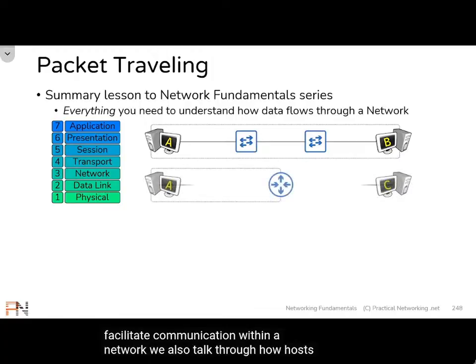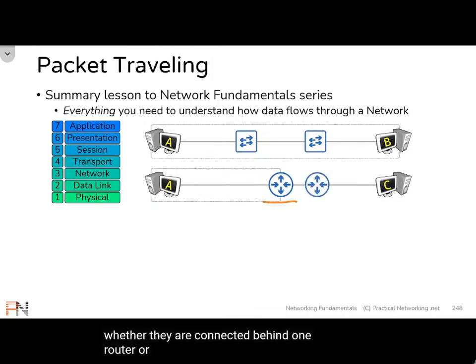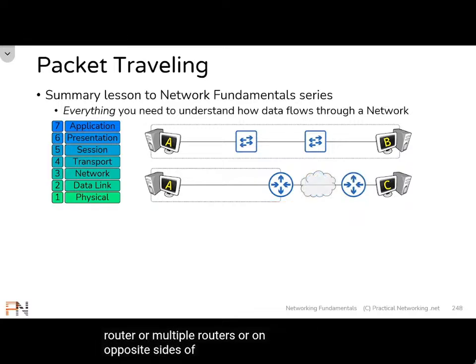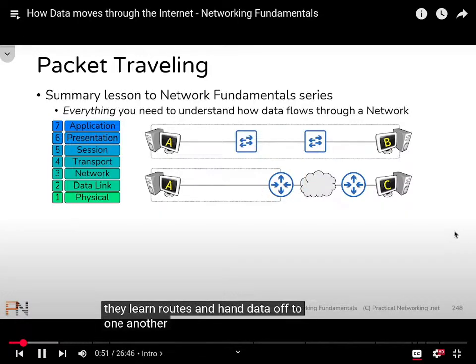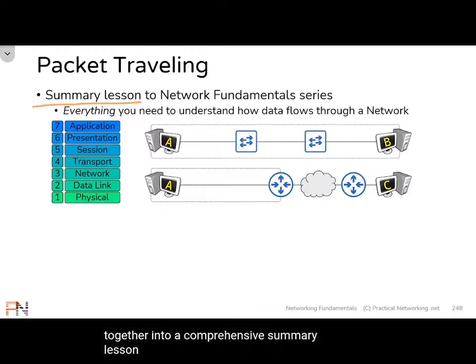We also talked through how hosts on foreign networks speak with each other, whether they are connected behind one router, or multiple routers, or on opposite sides of the internet. We discussed what routers do, and how they learn routes and hand data off to one another. We covered each of these things in detail in prior videos in this module. And in this lesson, we're going to tie elements from each of those videos together into a comprehensive summary lesson.